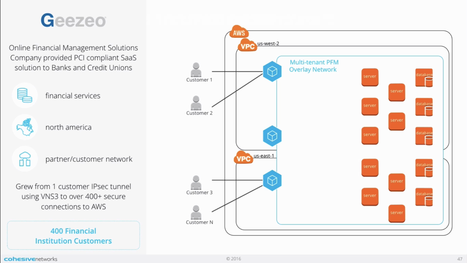The thing that really matters to Gizio are the IPsec tunnels that connect their AWS resources to multiple customers through multiple IPsec tunnels through just a handful of VNS3 controllers. VNS3 is able to keep those IPsec tunnels separate and distinct to help them stay PCI compliant and manage that financial data. Using VNS3, they grew from 1 customer in AWS to more than 400.